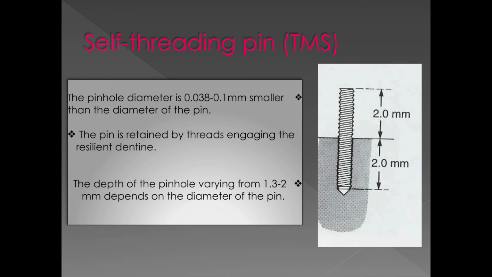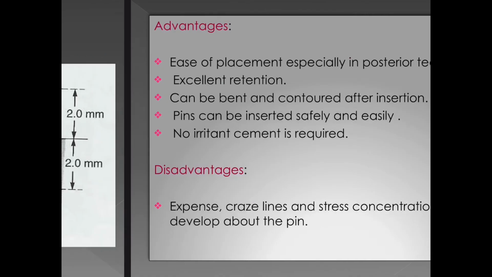Self-threading bin. The diameter of this type should be 0.038 to 0.1 smaller than the bin diameter. And the mechanism of retention: as we see in this photo, we have threads. These threads will engage the resilient dentine and are responsible for retention. The depth of the bin hole inside the dentine should be 1.3 to 2 mm from the total length of this bin. The total length, as we see in this photo, is 4 mm.